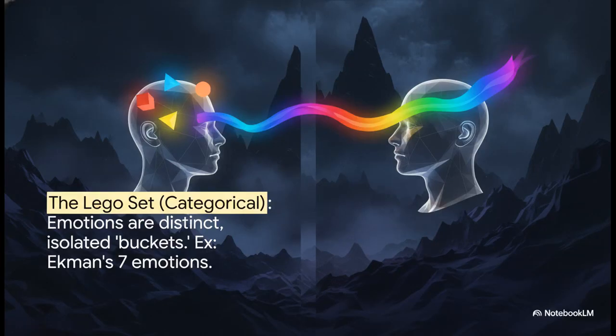Okay, so it turns out there are basically two ways people have tried to draw this map. The first is like a Lego set. You have distinct, separate bricks for happy, sad, angry, and so on. It's simple, sure, but is that really how we feel? The other way, and this is where things get interesting for AI, is to see emotion as a rainbow. It's not a bunch of separate buckets, it's a continuous spectrum. Because, let's be real, life is lived in the shades between the primary colors, right?